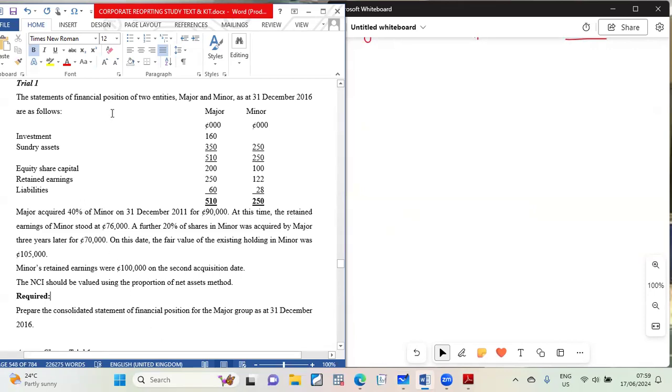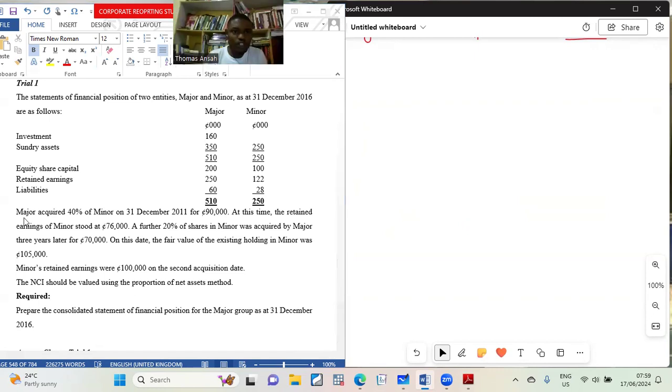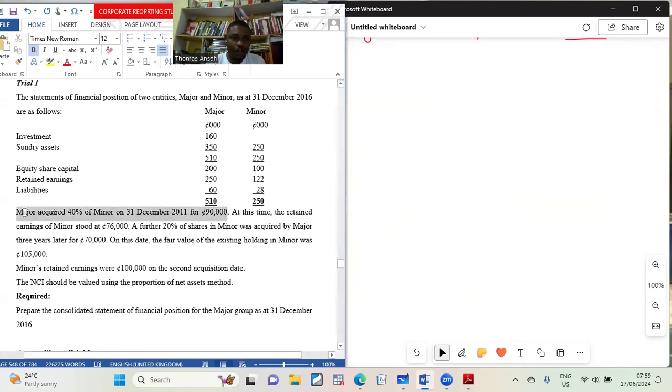So now, what are we going to do? What we are going to do is to take the reading of the other information. So the additional information as we have here, what do we have? We have major acquired 40% of minor in 2011 for 90,000. Then at this time, the retained earnings was 76. A further 20% in minor was acquired.